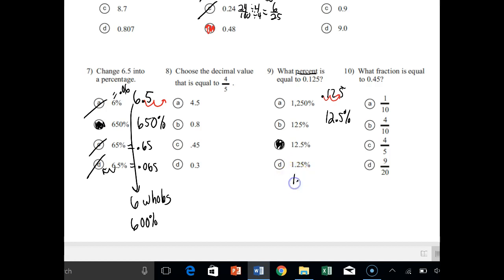1.25% as a decimal would have been, once, twice, 0.0125. So that can't be the answer. 125%, once, twice, would have been 1.25, so that can't be the answer, and this, once, twice, would have been 12.50, so that can't be the answer, right? Again, anything over 100% is going to have a whole number, so 125% is 1.25. 1250% makes sense that it has 12 wholes, right? Because once, twice, the decimal ends up between the 2 and the 5.